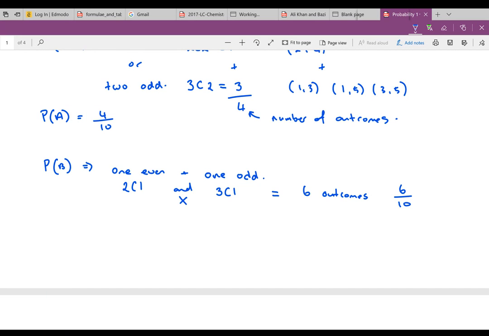Now, alternatively, you could have thought about this without using your combinations, and you could have listed them. So you could have said you need 1 plus 2, or 1 plus 4, or 2 plus 3, or 2 plus 5, or 3 plus 4, or 5 plus 4. Okay, and again, you still have your 6 outcomes out of 10.